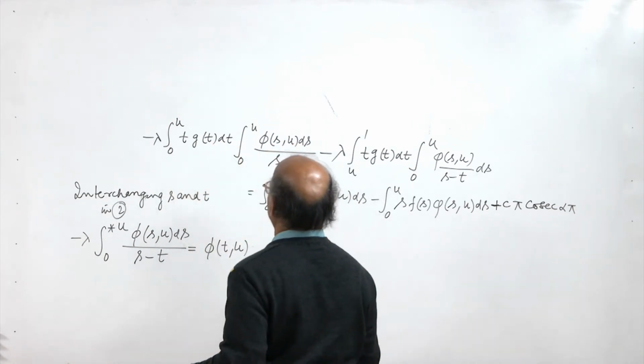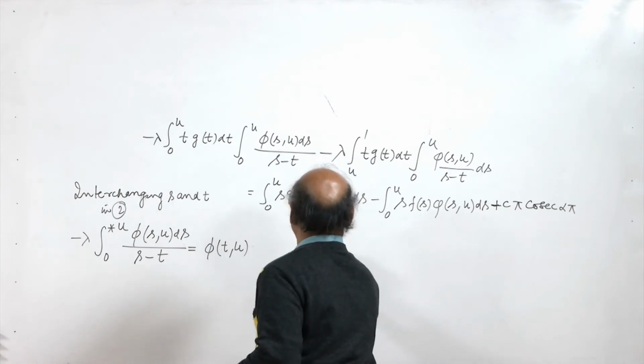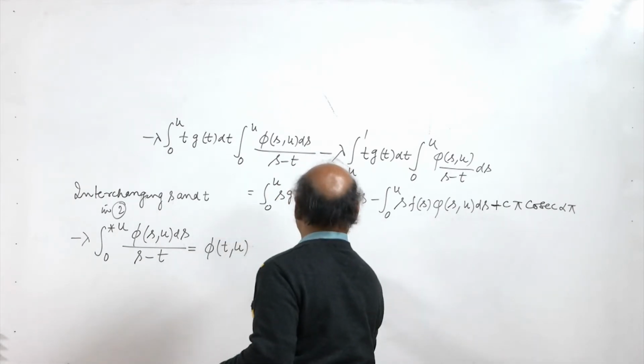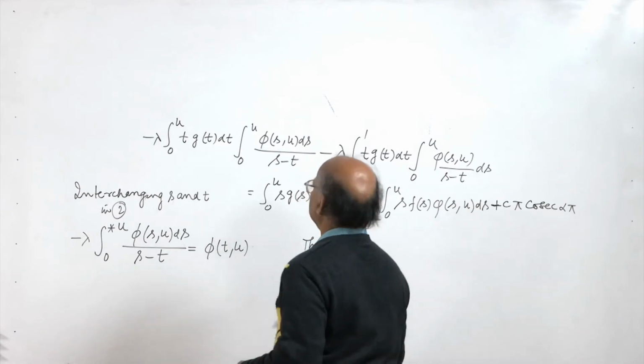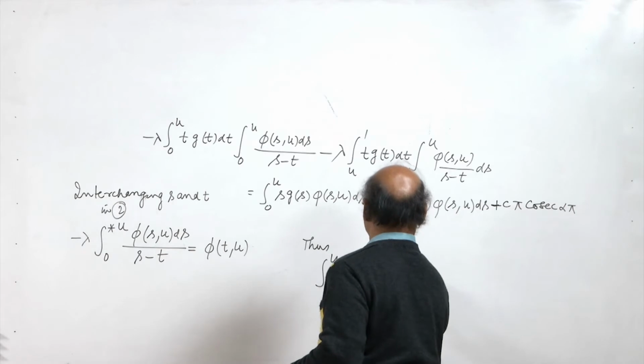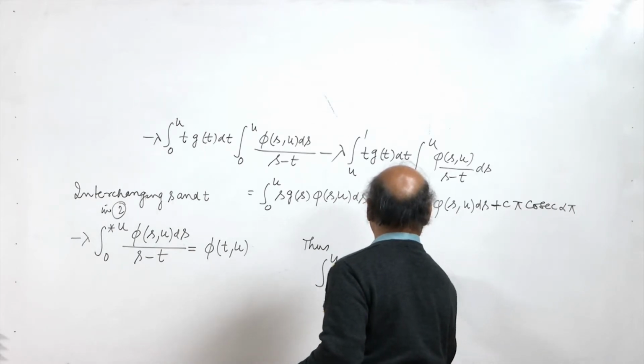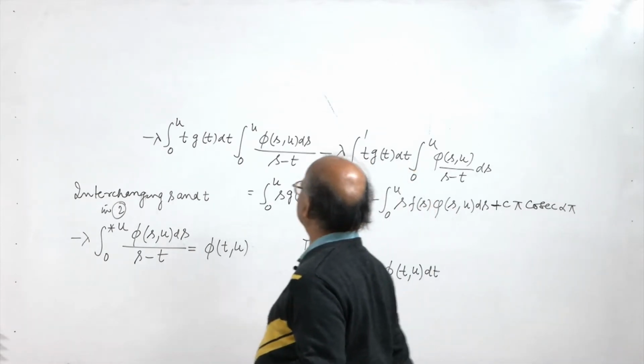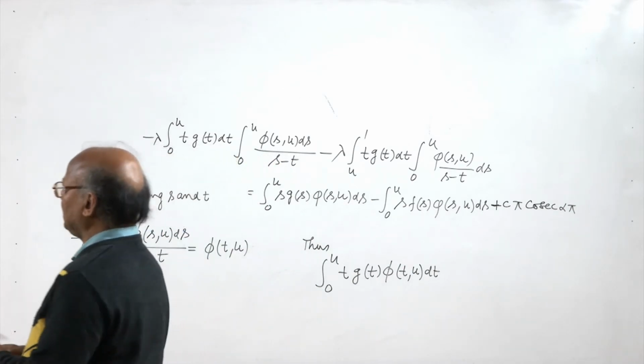So, the first term, thus we have integral 0 to u t g(t) into phi(t,u) dt. The first term becomes this. Now, let us see the second term.